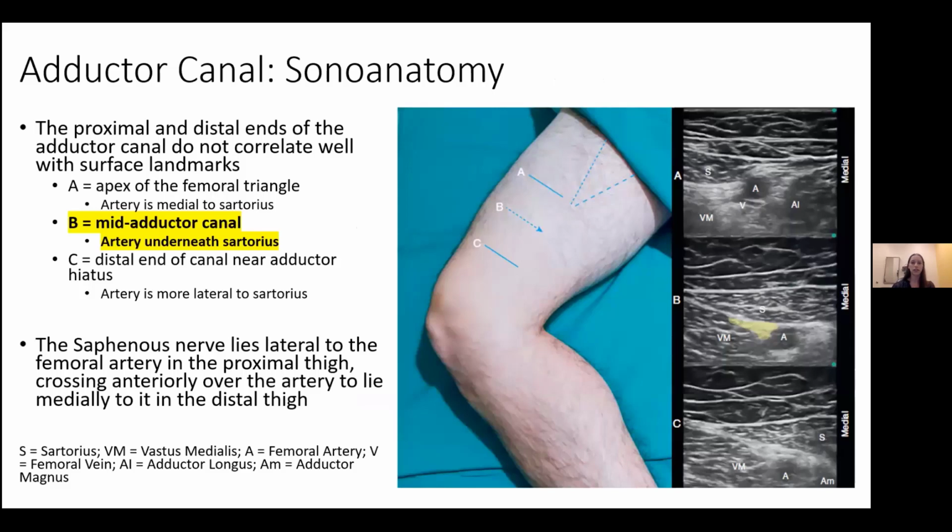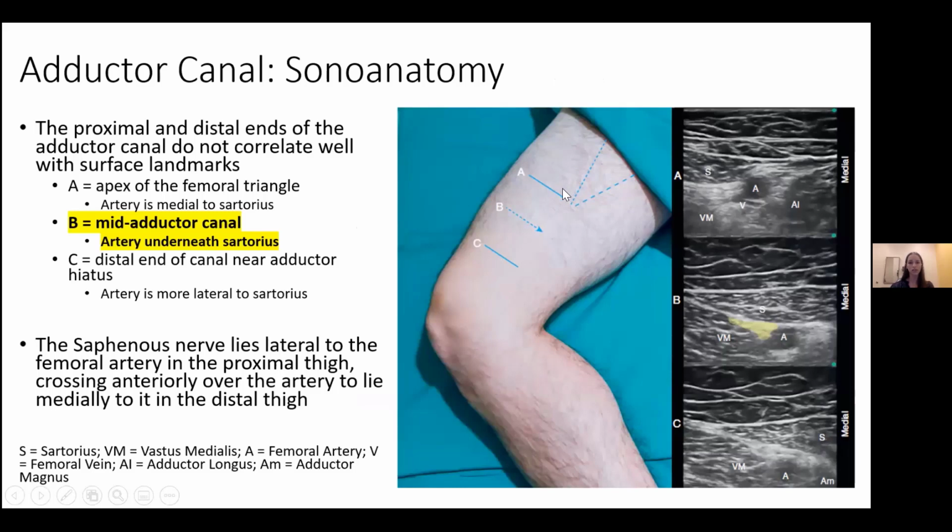So now that we've talked about the anatomy, we can talk about the sonoanatomy or the ultrasound anatomy. Unfortunately, the proximal and distal ends of the adductor canal don't correlate well with surface landmarks on the legs. So mostly you're relying on your ultrasound image to know where you are within the adductor canal. And that's demonstrated in this picture with A, B, and C.